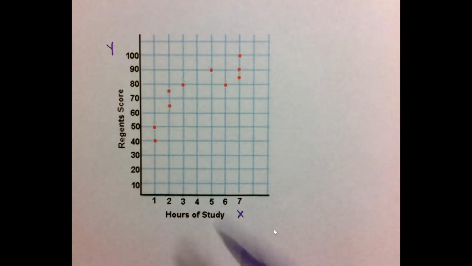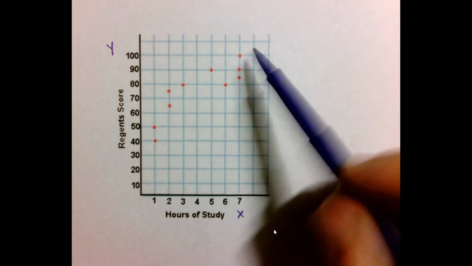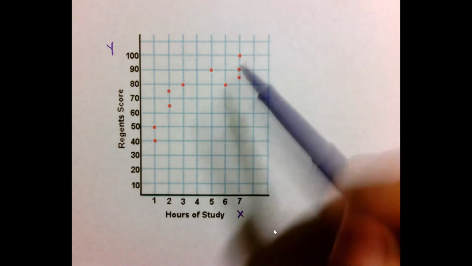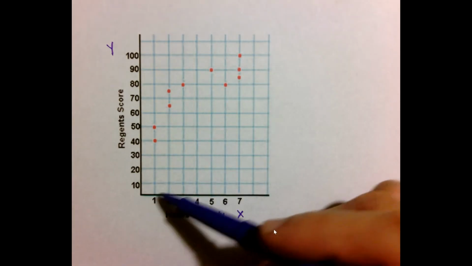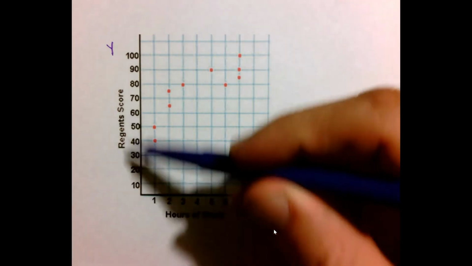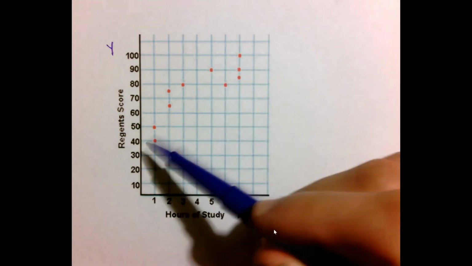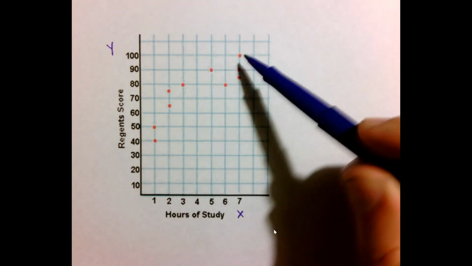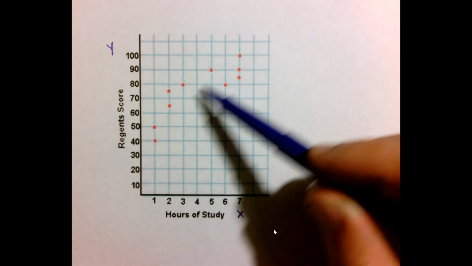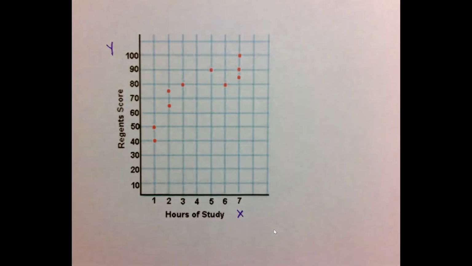And we notice that our data has a positive association. That is, as the number of hours studied increase, the Regents score tend to increase. It's a linear form, and it's a pretty strong association. The points are pretty tight around some trend line that we will soon draw.